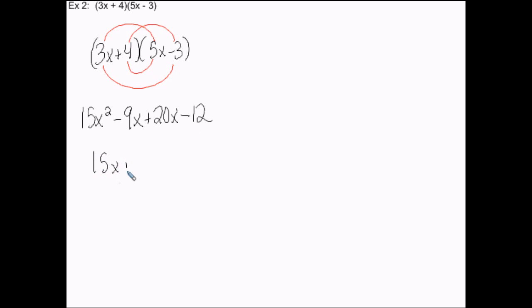Okay, so FOIL: first, outside, inside, last. 3x times 5x is 15x squared. 3x times negative 3 is negative 9x. 5 times x times 4 is 20x. And 4 times negative 3 is negative 12. So 15x squared, plus 11x, minus 4.